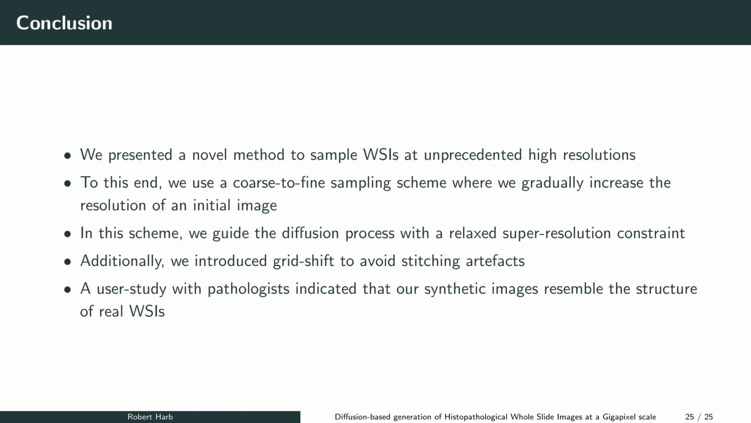So, to summarize our presentation, we presented a novel method to sample WSIs at unprecedented high resolutions. To this end, we use a coarse-to-fine sampling scheme where we gradually increase the resolution of an initial image. In this scheme, we guide the diffusion process with a relaxed super resolution constraint. Additionally, we introduced grid shift to avoid stitching artifacts. Finally, a user study with pathologists indicated that our synthetic images resemble the structure of real WSIs.